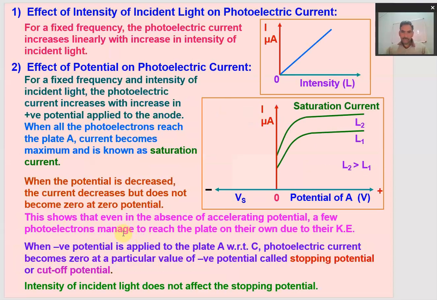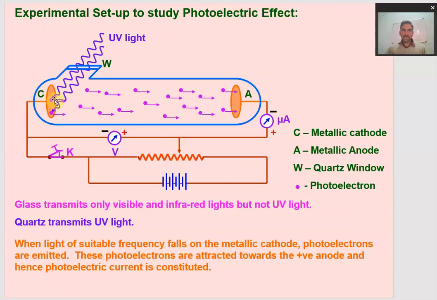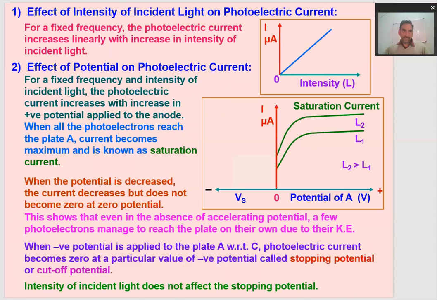Now we want to stop all the electrons which are moving from cathode to anode. If we are willing to stop them, we have to apply a negative potential, right? We have to connect the cathode with the positive terminal and the anode with the negative terminal, so that the electrons are prevented from coming to the anode. This negative potential which we apply in order to stop the electrons from reaching the anode, so that the photocurrent becomes zero, is called the stopping potential.